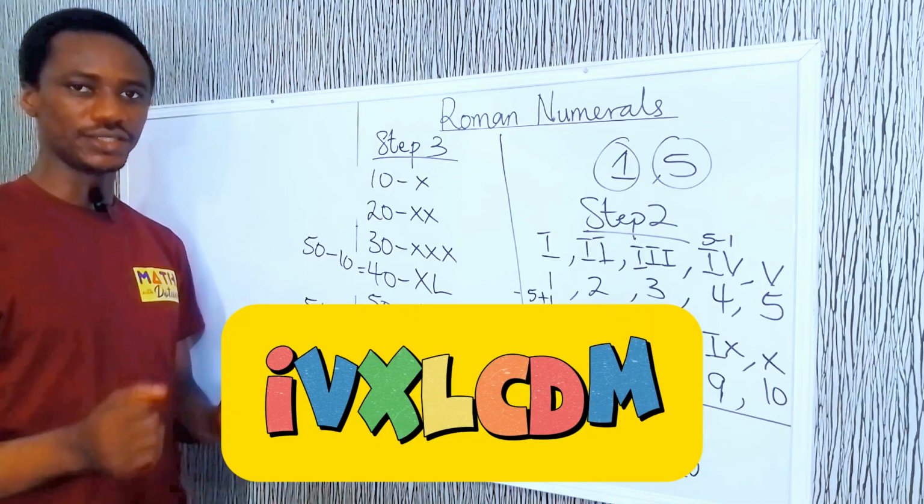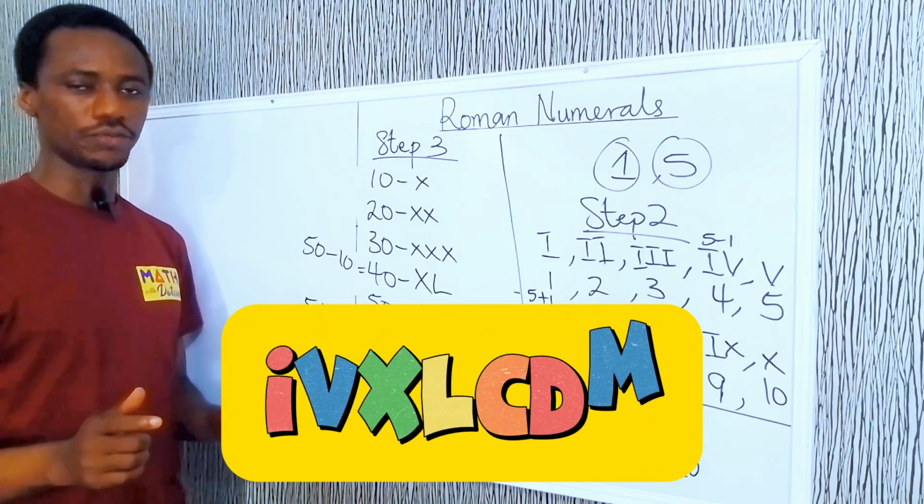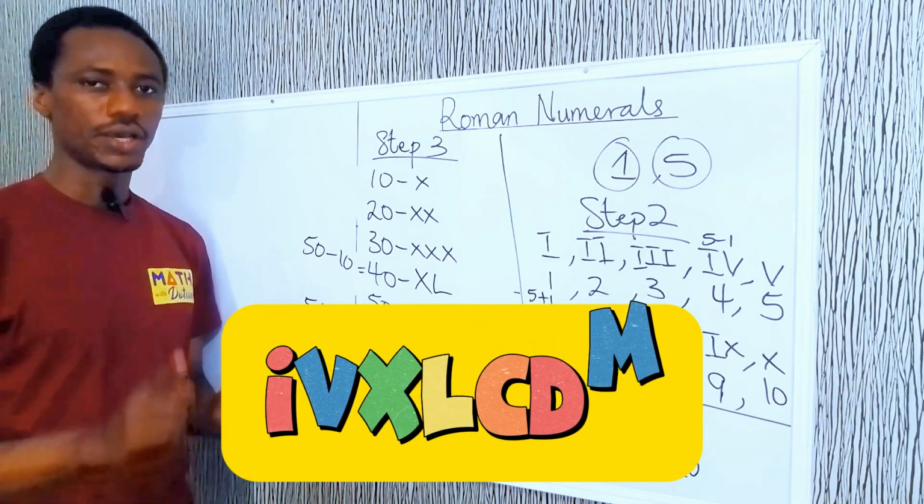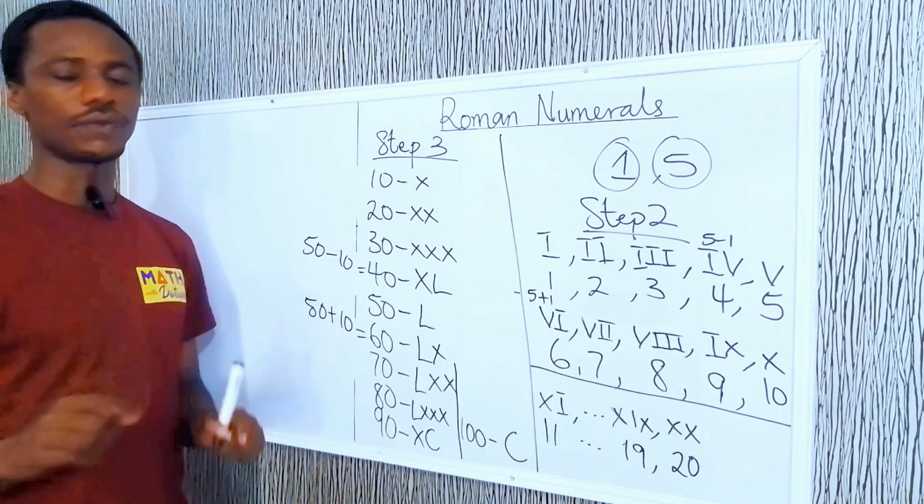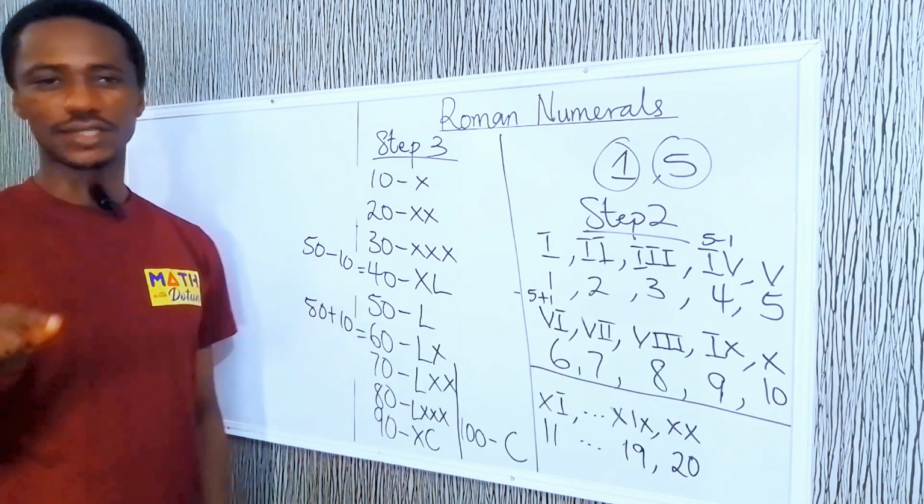IV, XL, C, D, M. IV, XL, C, D, M. IV, XL, C, D, M. IV, XL, C, D, M. 1, 5, 10, 50, 100, 500, 1000. IV, XL, C, D, M.